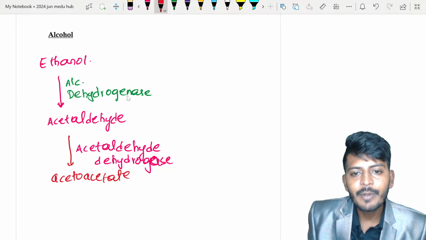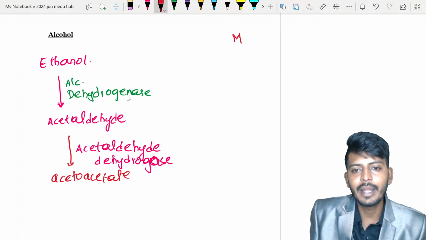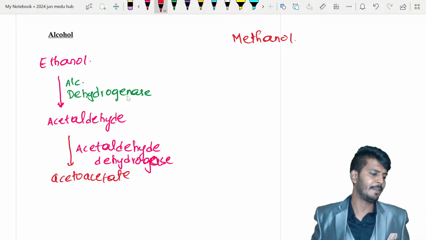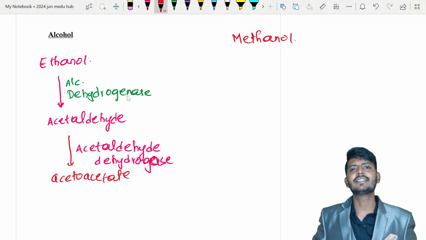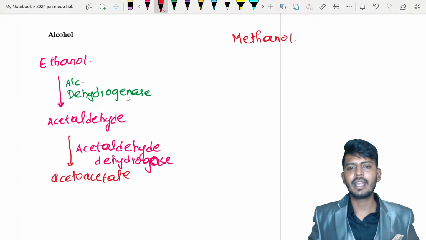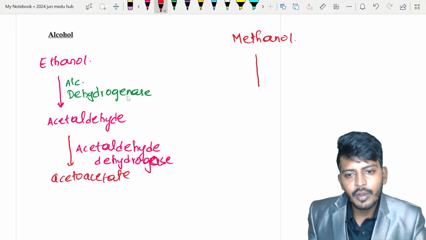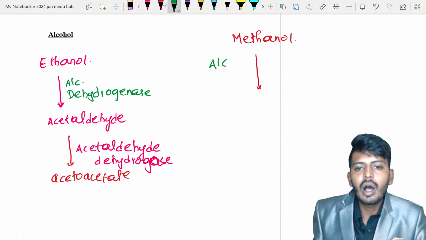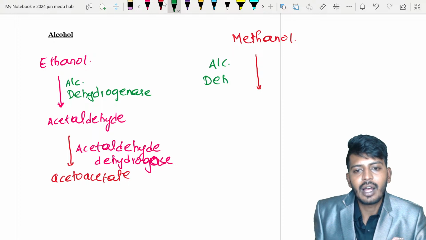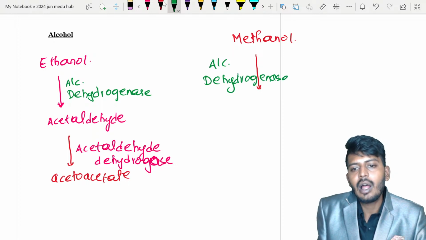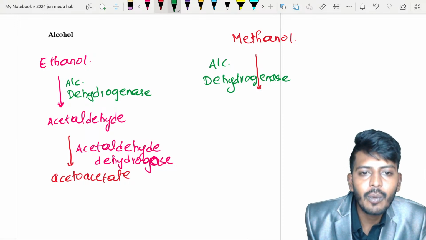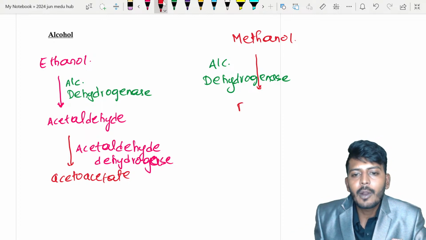Okay, so we have methanol. Methanol is basically used as a cleaning agent, an antiseptic agent. In this methanol, my dear students, the same enzyme, alcohol dehydrogenase, will act. So this alcohol dehydrogenase will convert the methanol into formaldehyde.